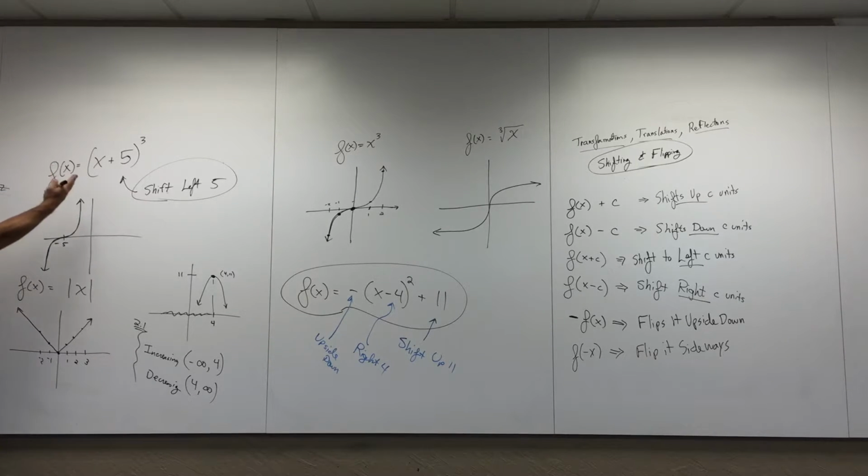Anyway, so that was easy. Sketch a graph of him. That's all he had. Shift left 5. That's all he is.